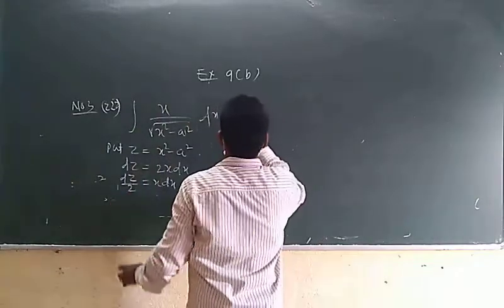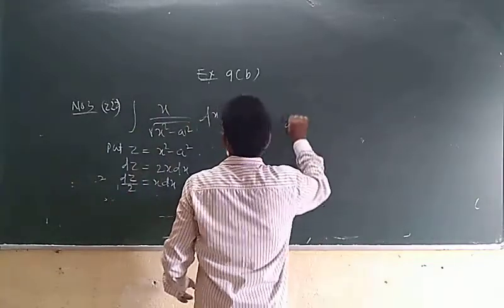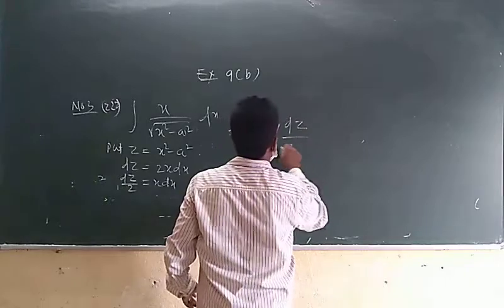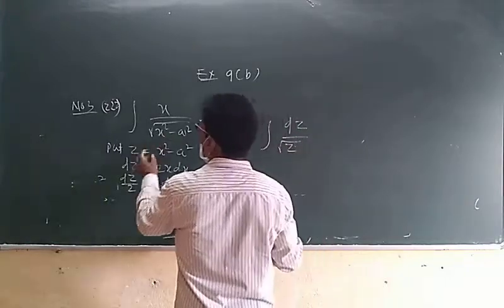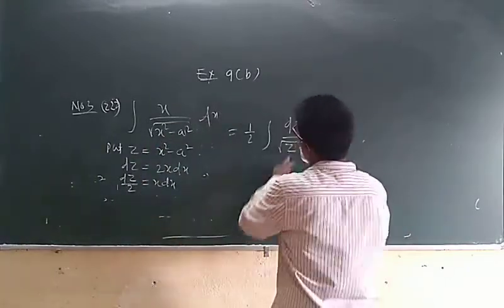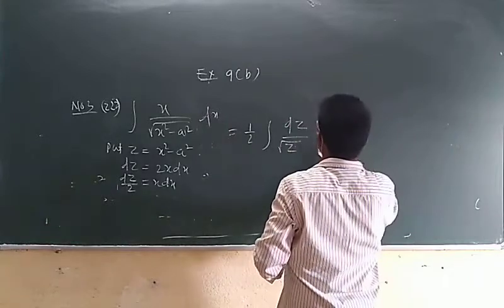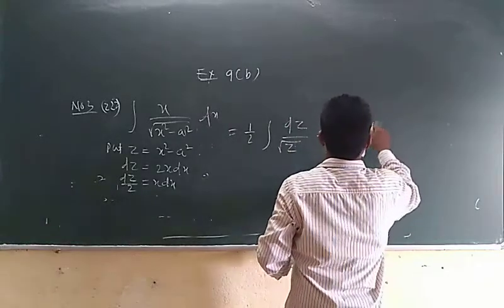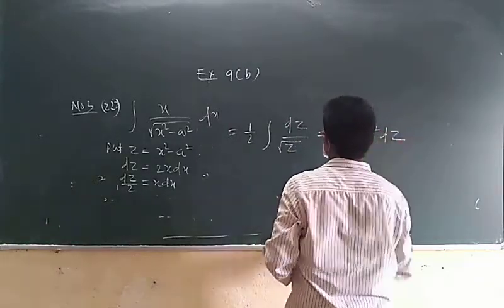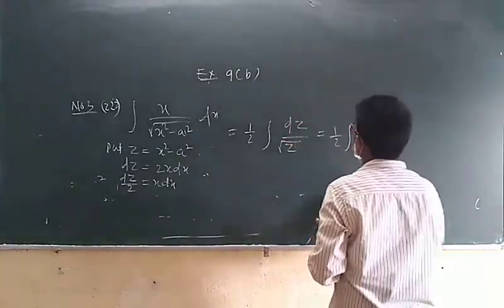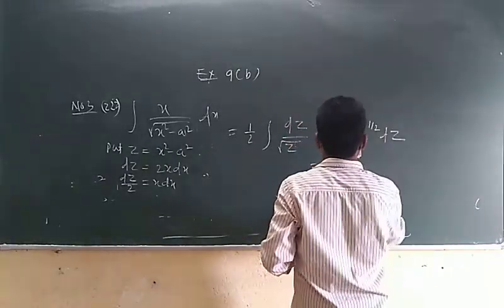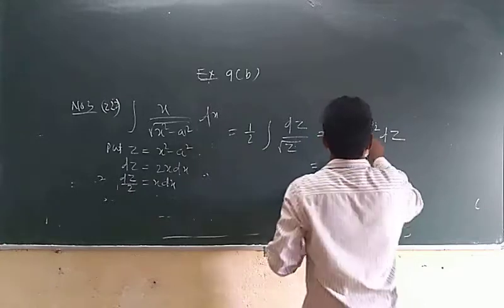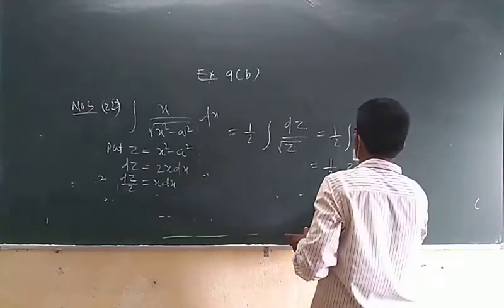Taking the constant 1 by 2 outside, we get dz by root z, that is root z. x square minus a square is z, so root over z, that is z to the power half. Integration of z to the power minus half dz is equal to half, z to the power minus half plus 1, divided by minus half plus 1.